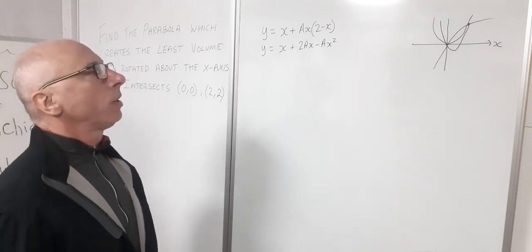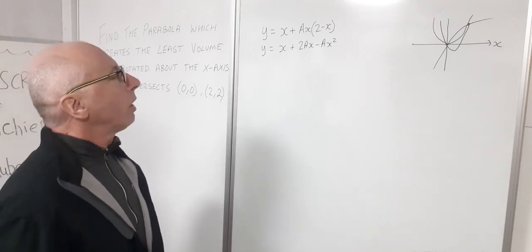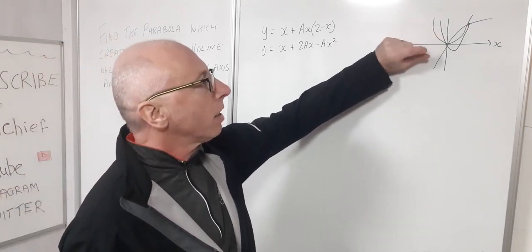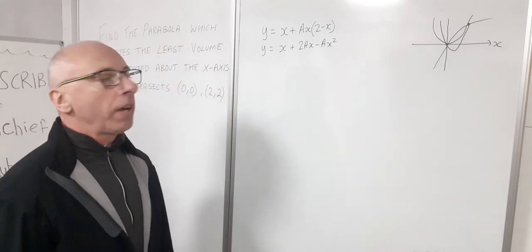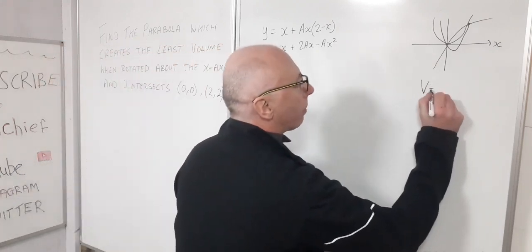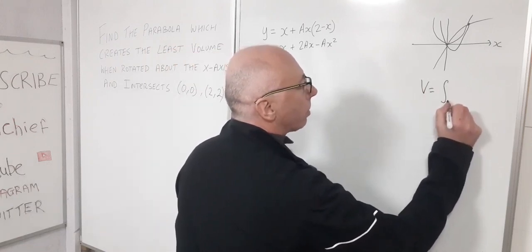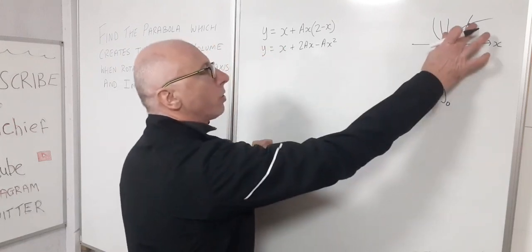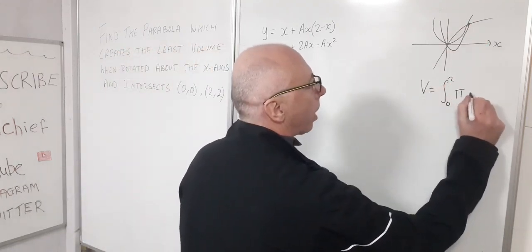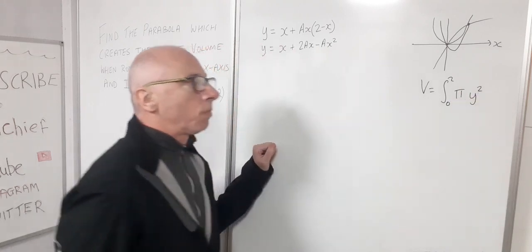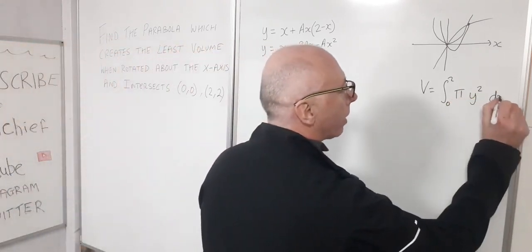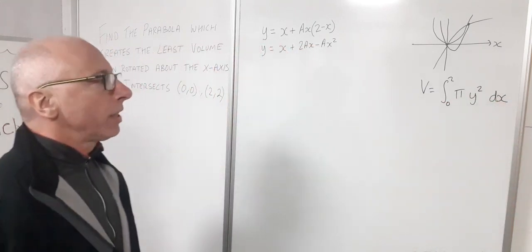Okay, now which parabola is it going to be? Well, first of all, we need the formula when we rotate around the x-axis. So the volume of a cone rotated around the x-axis is going to give us volume equals the integral from 0 to the highest point, which is 2, of pi times our y squared. And we integrate that with regards to x, not y. So that's what we're interested in.